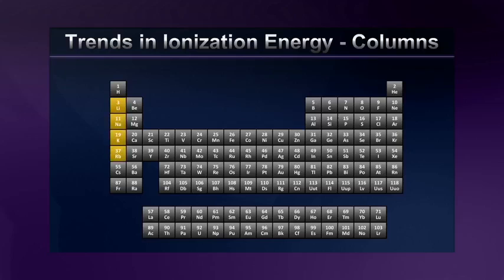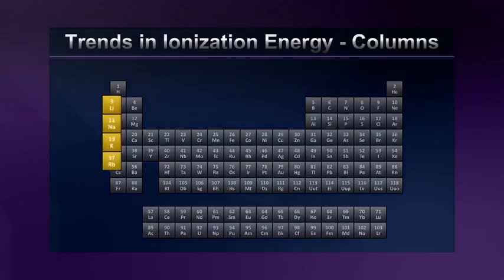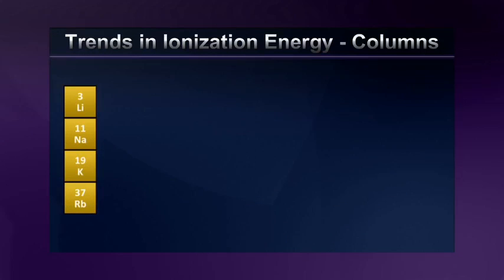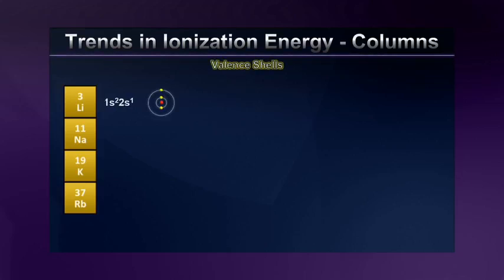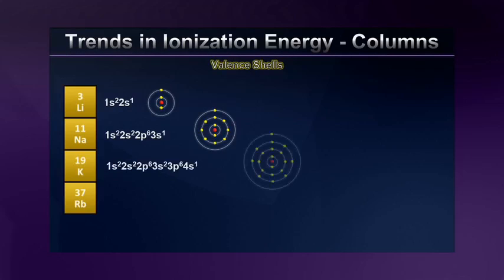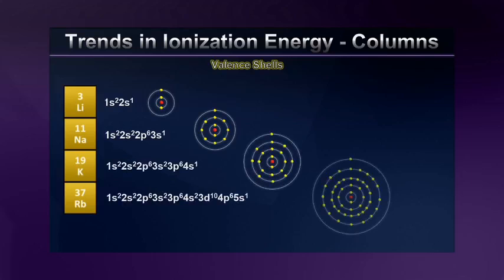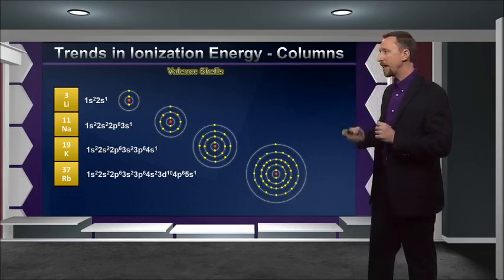Specifically, let's take a look at the ionization energies of these elements: the alkali metals lithium, sodium, potassium, and rubidium. Now, these elements have electron configurations that look like this. Lithium is a 1s2, 2s1. Sodium is a 3s1. Potassium a 4s1. And rubidium a 5s1. And remember, we're moving up and down within a column here.